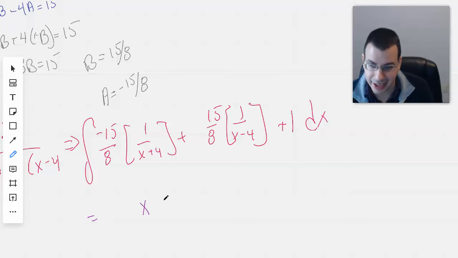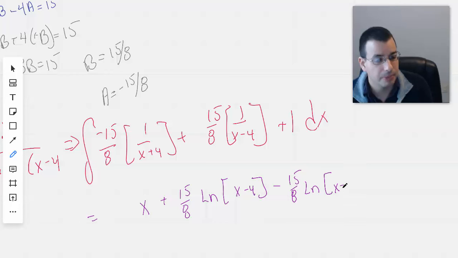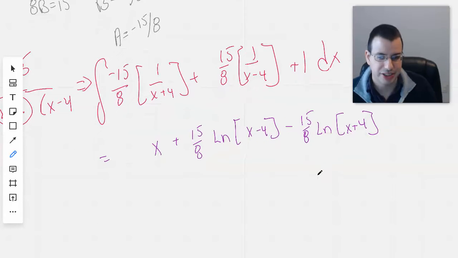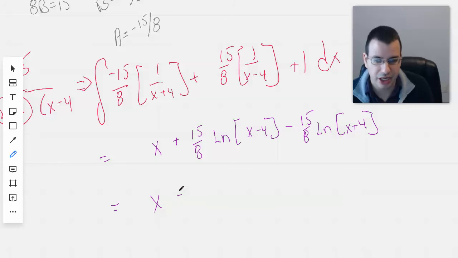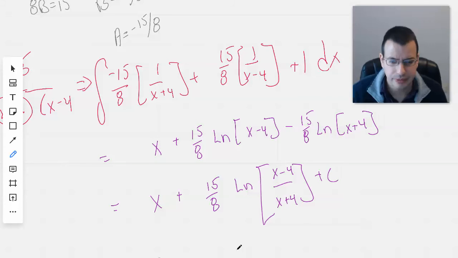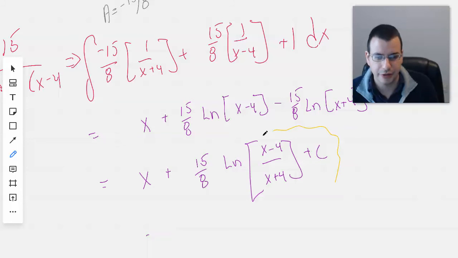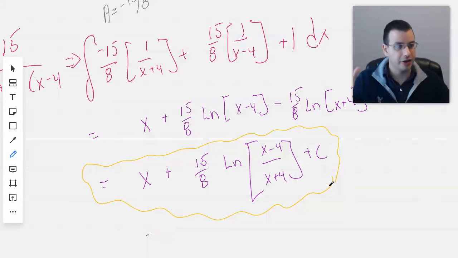So I'm going to say x plus 15 over 8 natural log of x minus 4 minus 15 over 8 times natural log of x plus 4. And then there's probably a c in there, but I'll get to that in a sec. Equals x plus 15 over 8 natural log of x minus 4 over x plus 4 plus c. Yep, that looks like the right, feels like the right answer. And so then this would be our final answer for this problem.